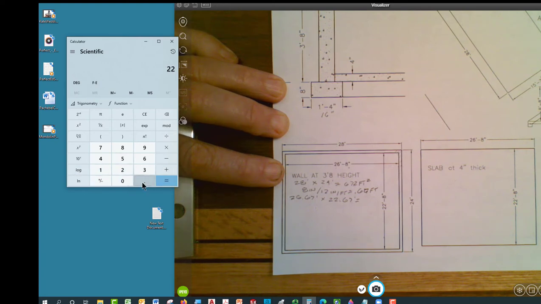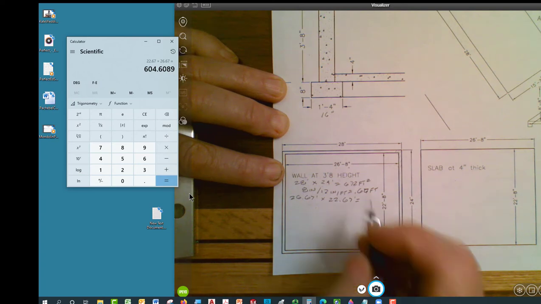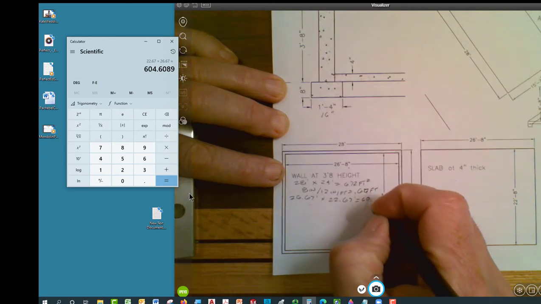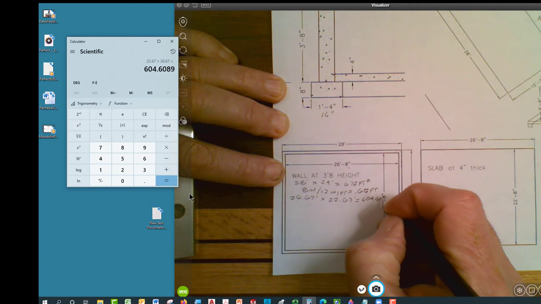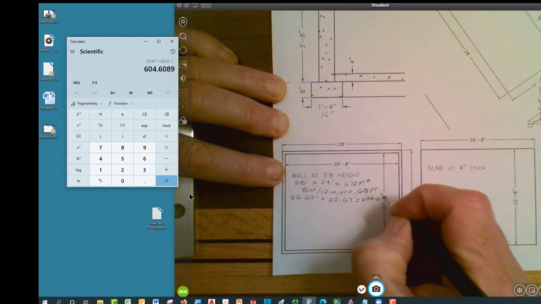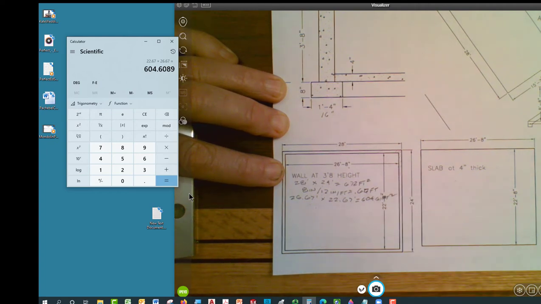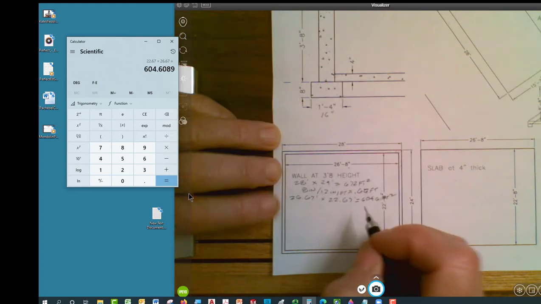So 22.67 times 26.67 equals 604.61. So 604.61 feet squared.